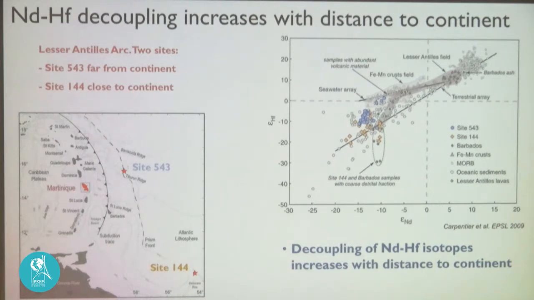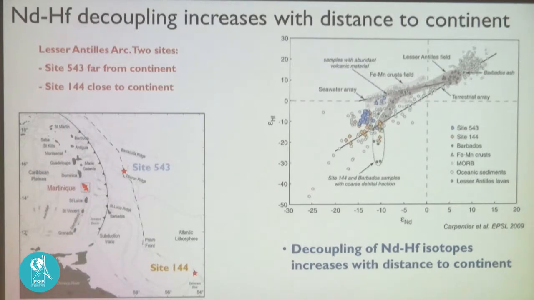And another example here, in front of the Lesser Antilles arc, we measured samples from two sites, one close to the continent, the other one further away from the continent, and we see the same thing. The orange dots show that there is little decoupling in the coarse-grained sediment from the site close to the continent, and a much larger decoupling when you go further away from the continent.